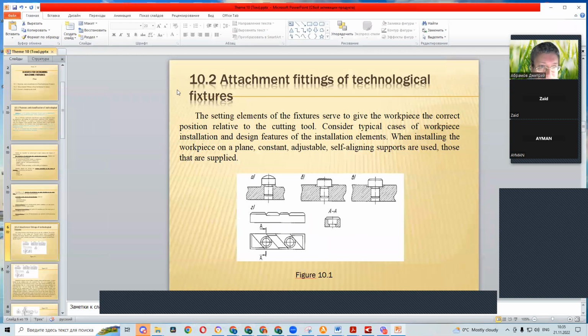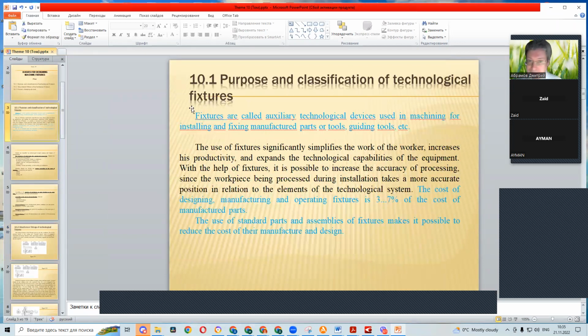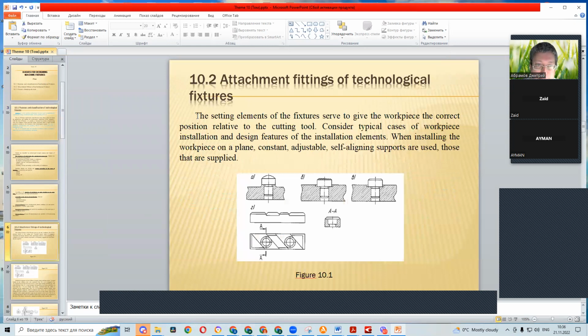Okay, we start item 10.2. Do you have questions about item 10.1, purpose and classification of technological fixtures? I understand what fixtures are. Okay, you have no questions. So 10.2, attachment fittings of technological fixtures.